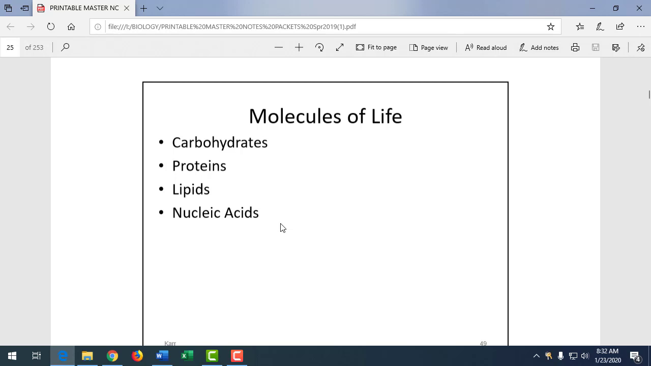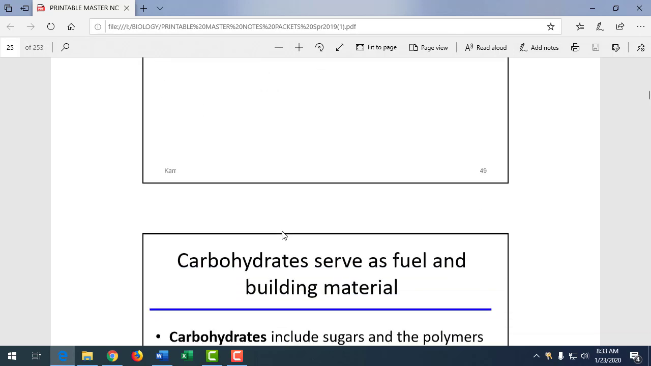So anything that's a sugar is a carbohydrate. Proteins, meat, cheese, dairy products contain protein. Nuts contain protein. A lot of the different things contain protein. Lipids are fats, and nucleic acids are like DNA and RNA. But they all contain carbon. They're found in living things in different compositions and concentrations.